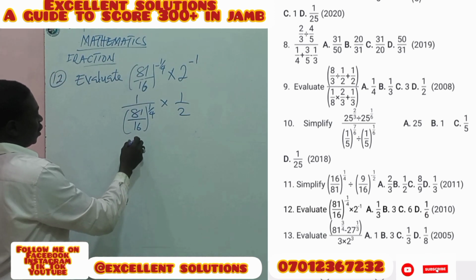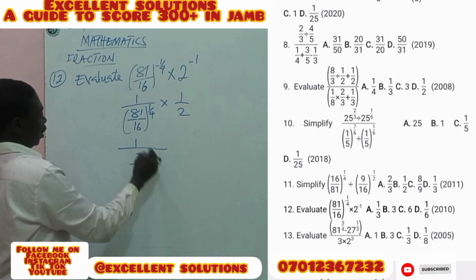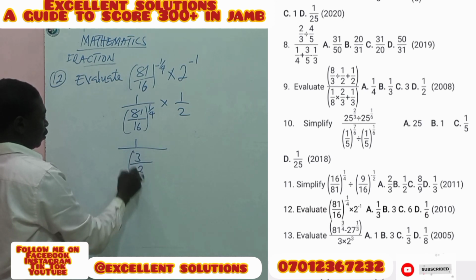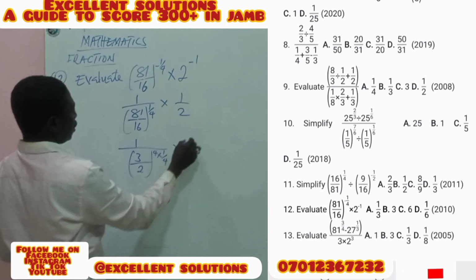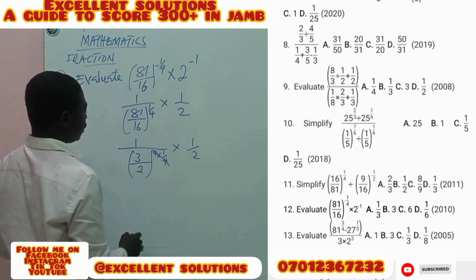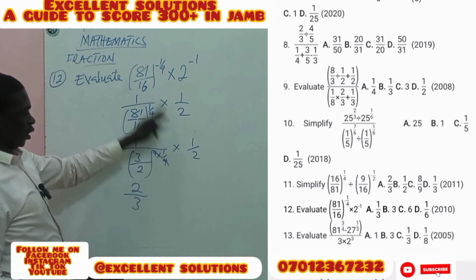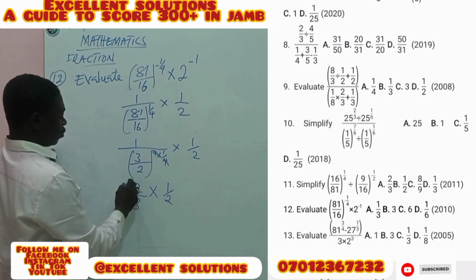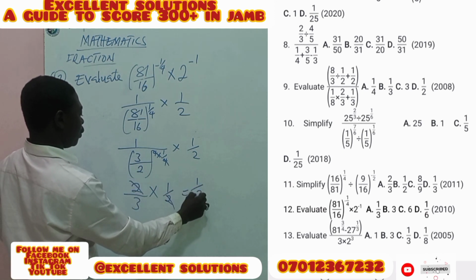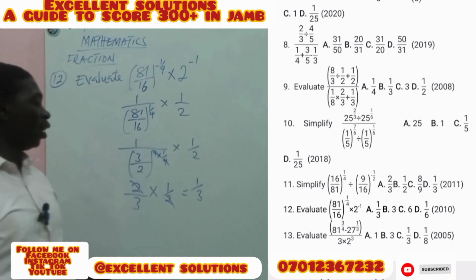So if you now look at this, 81 is the same as 3 power 4 and 16 is the same as 2 power 4. So this will now give the power of 4, so multiply by 1 upon 4, times 1 upon 2. So this 4 cancels this 4, and we take the reciprocal, this now becomes 2 upon 3, because if we take the reciprocal, 2 goes up, 3 comes down, then times 1 upon 2. So 2 cancels 2, we are left with 1 upon 3. And if you look at our options, we have it in option A, 1 upon 3. So the answer here is A.